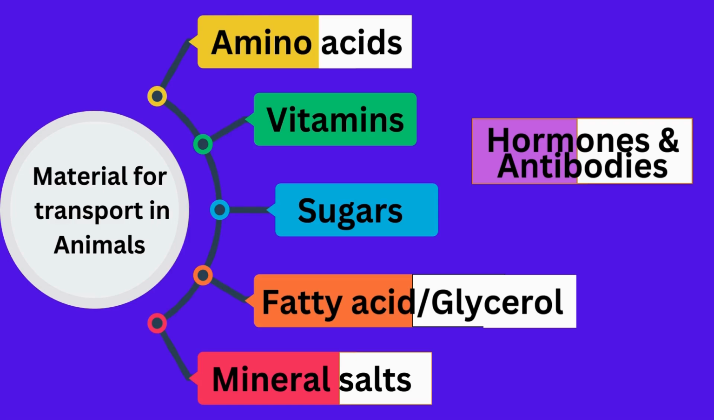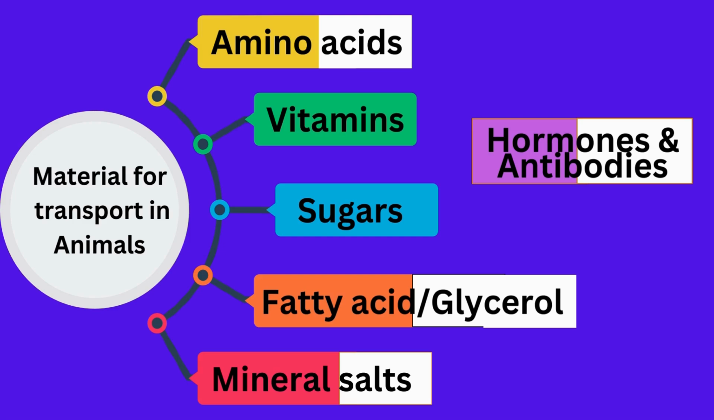These are products of protein digestion and they are transported from the small intestine to various cells for usage. Number 7, vitamins. Vitamins are also products of digestion transported from the small intestine to various cells for use. Number 8 is sugars. Sugars are products of starch and carbohydrate digestion. They are transported from the ileum to various cells of the body for tissue respiration.